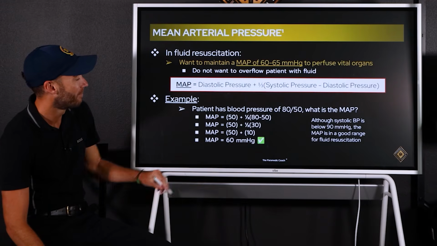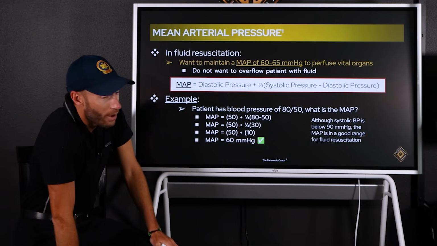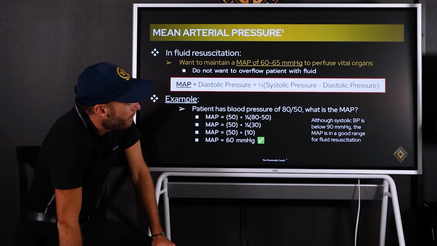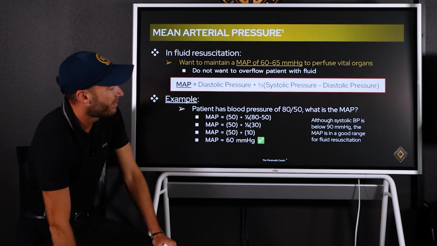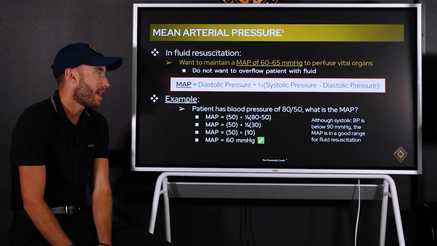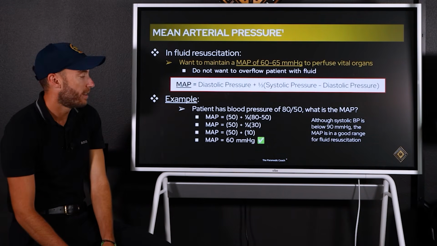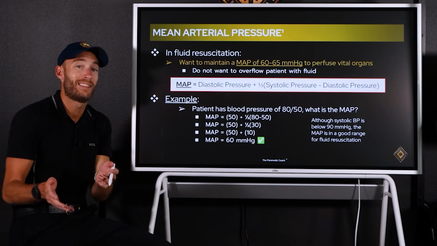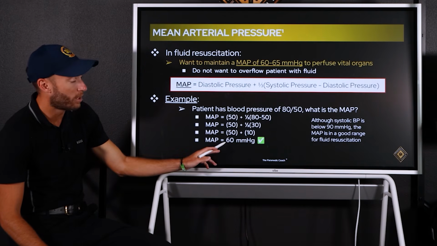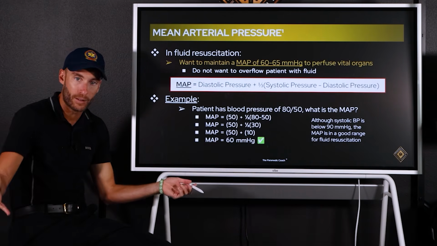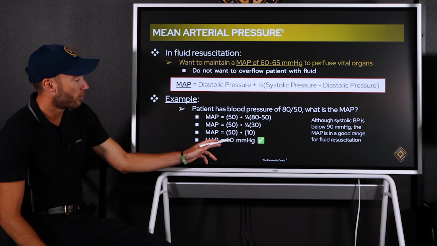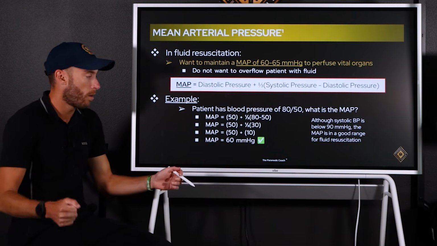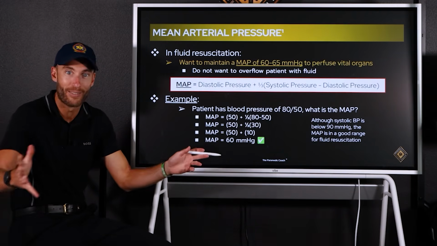All right, good work. Now here it is, a little tip. Although systolic blood pressure is below 90, the MAP is in a good range for fluid resuscitation. And this is why I'm showing you this here. Even though they're 80 over 50, the MAP is 60. So as far as fluid resuscitation, they're actually in the 60 to 65 zone. So we don't get a dump. We want to maintain their fluids. It's not like we're just going to stop. But what we're saying here is we don't need to give more until this MAP becomes 90.